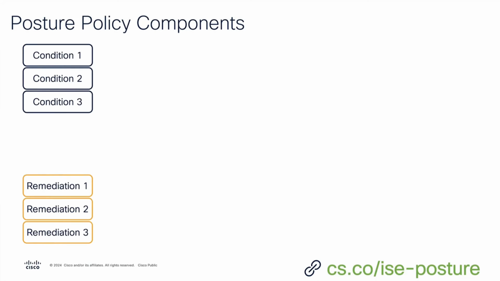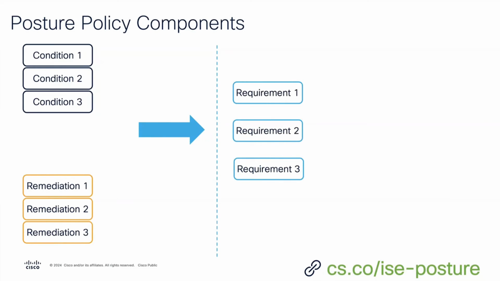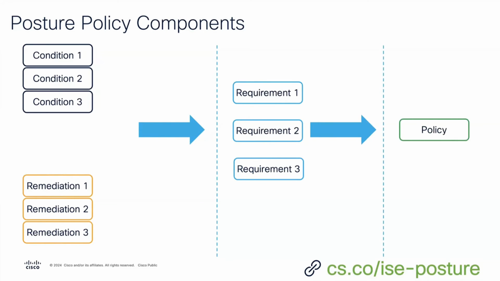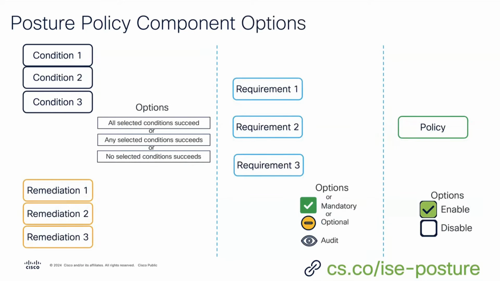Now, if you take a look at the components in the posture policy configuration, it has the conditions and it has the remediations associated with it. The conditions and remediations can be mapped to a requirement, and requirements are going to be mapped to a policy. And at a condition level, whenever you are associating a condition to a requirement, especially when you have multiple conditions associating to the requirement, you can make use of AND condition, or none condition.